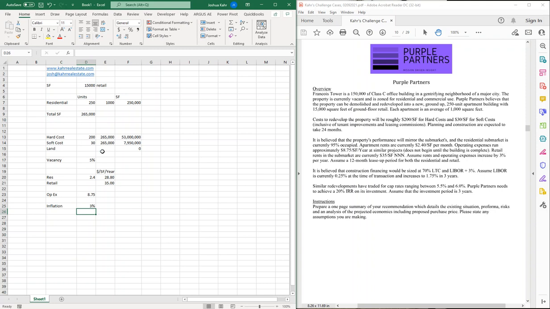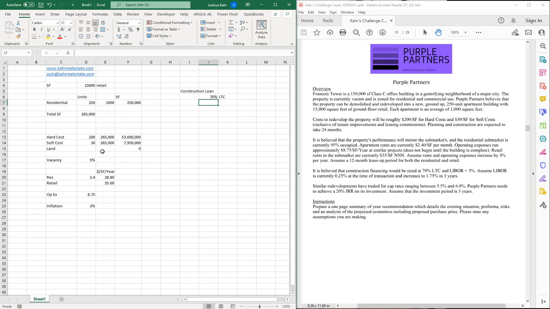pretty simple. Okay, so first off, let's figure out the cost of construction and sort of model that out. We're going to put in a construction loan. We're going to go from there. So let's do the construction loan first. According to this, the construction loan is going to be 70% loan to cost.